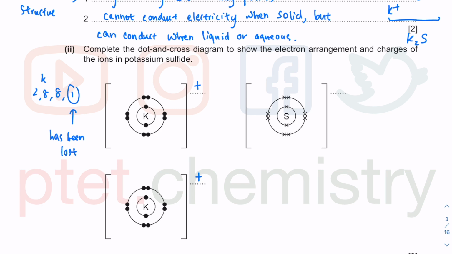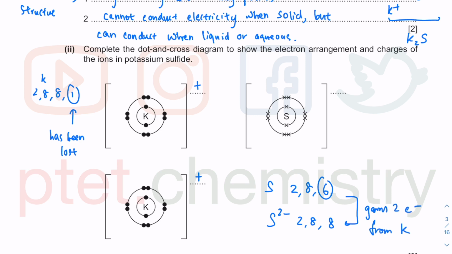It goes to the sulfur. Sulfur started with 2,6 and then 2,8,6. Be careful. And then now you have S2 minus. This becomes 2,8,8. You have gained 2 electrons. This is from the potassium, having lost the dot.